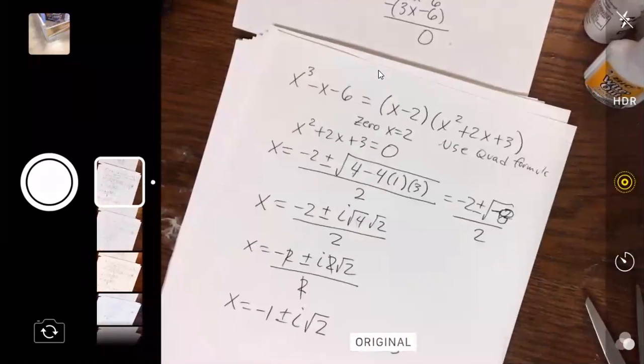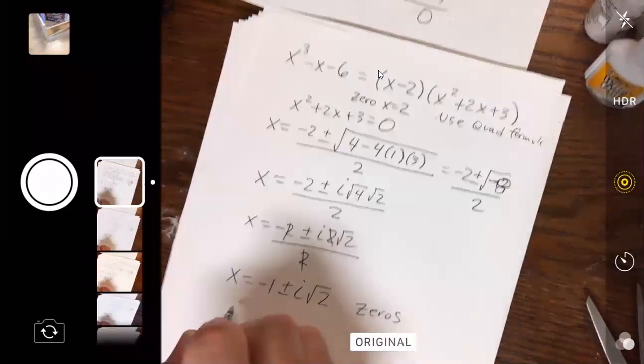Now it just said find all zeros. And so x equals 2 was a 0.